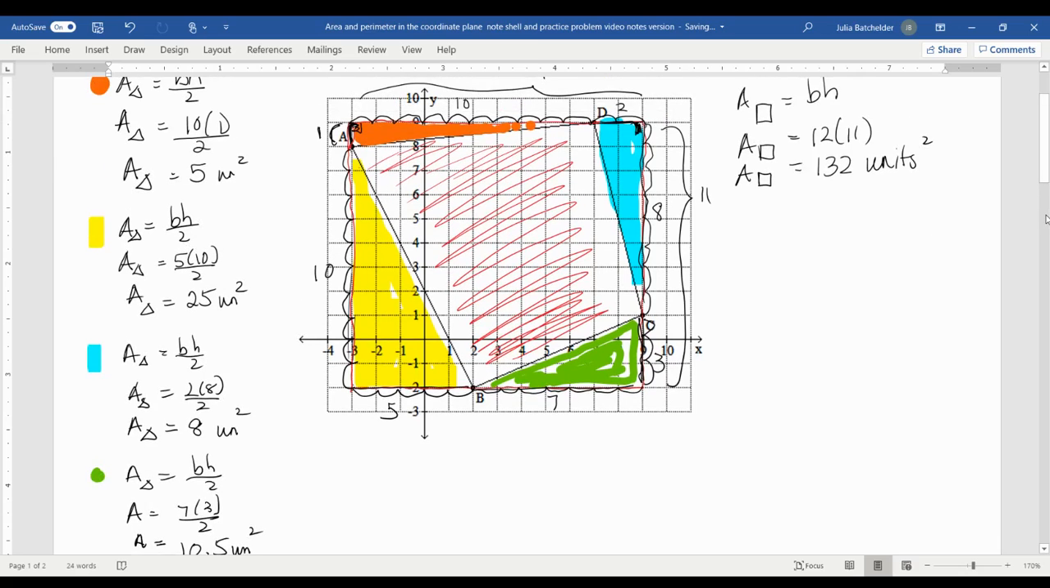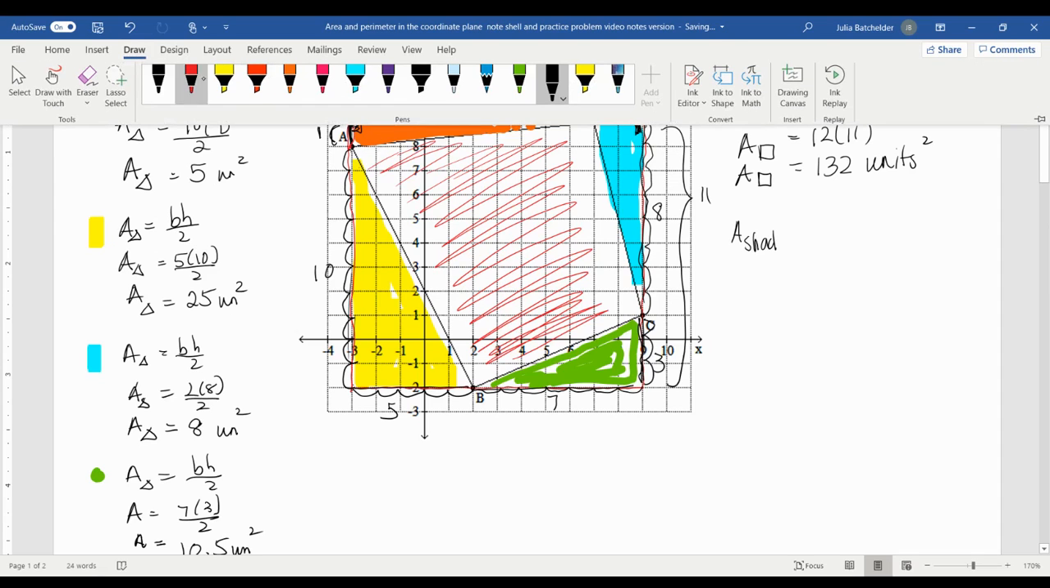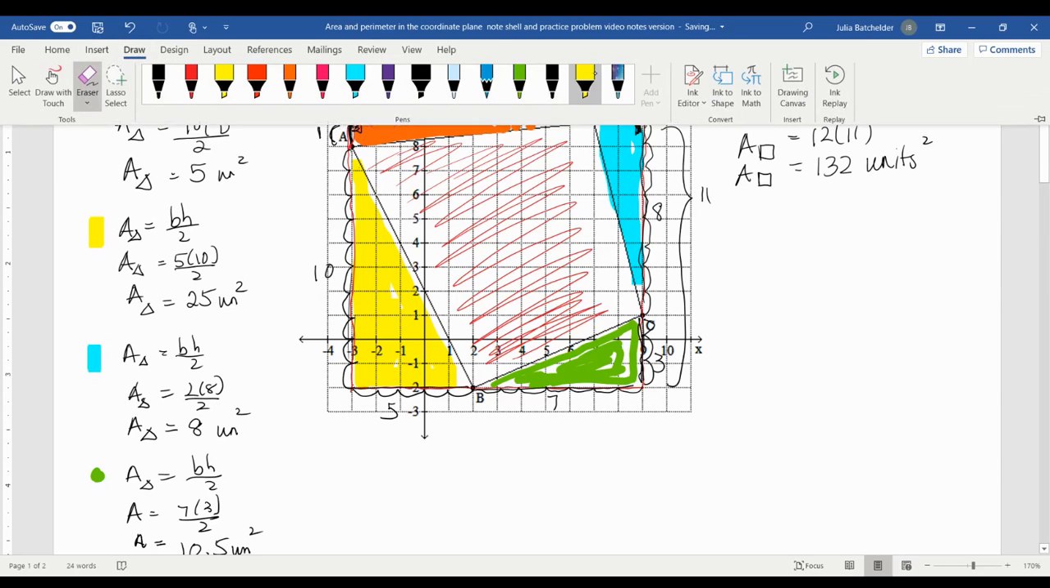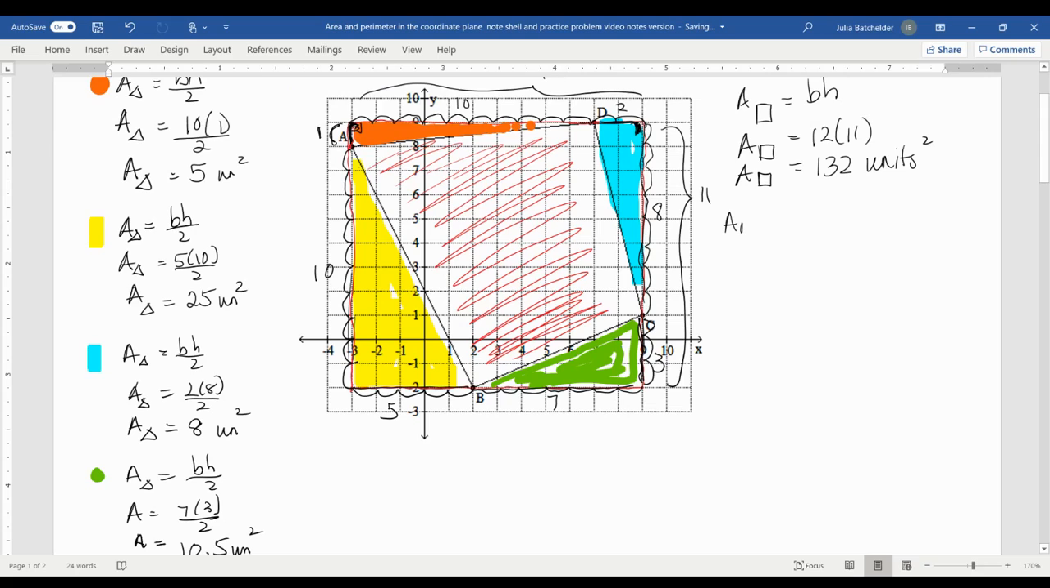So our overall area of the shaded region, actually, let me not say shaded. Let me call it area of quadrilateral ABCD. Oopsie. Area of A, B, C, D is going to be 132. Subtract all the little triangles that we're going to snip off. So basically, we find the big one. We put all the way around it. And then we're just going to snip off the parts we don't want.